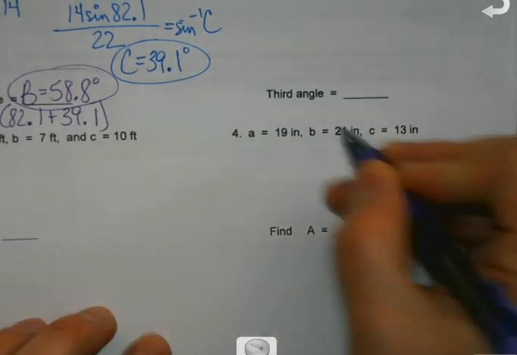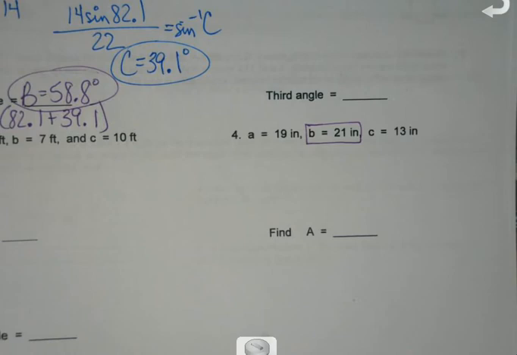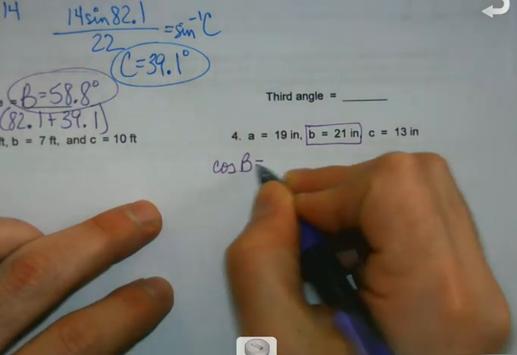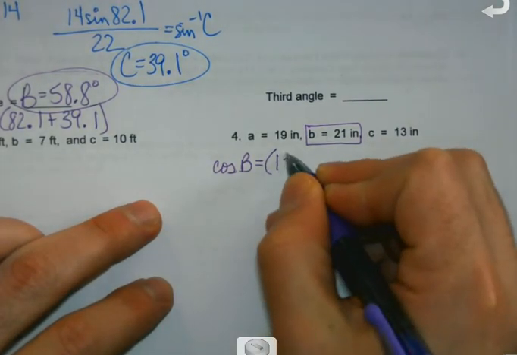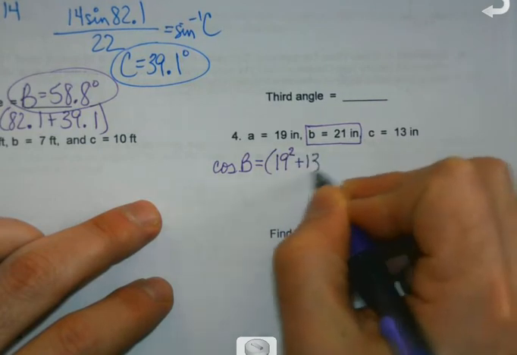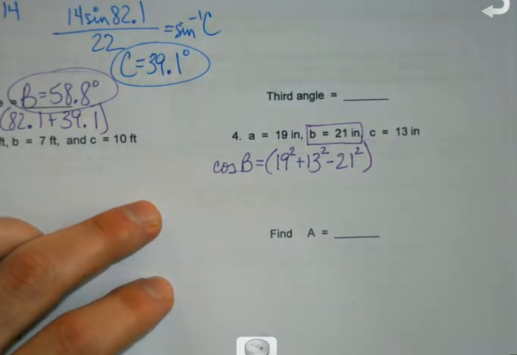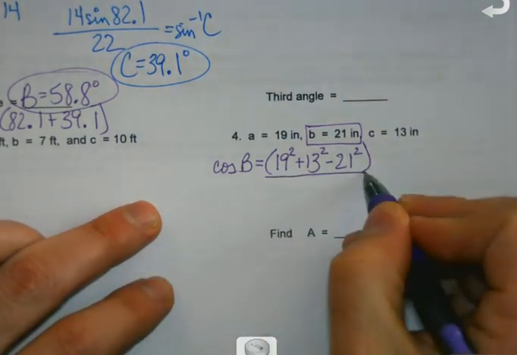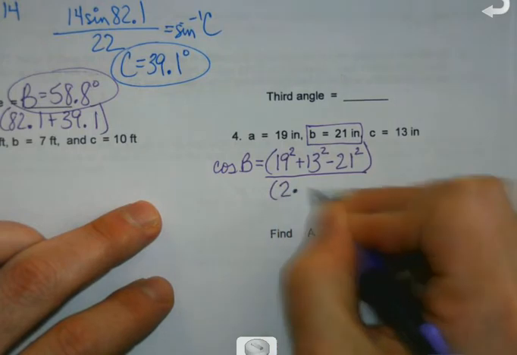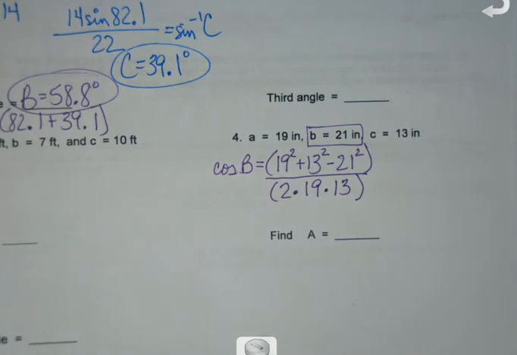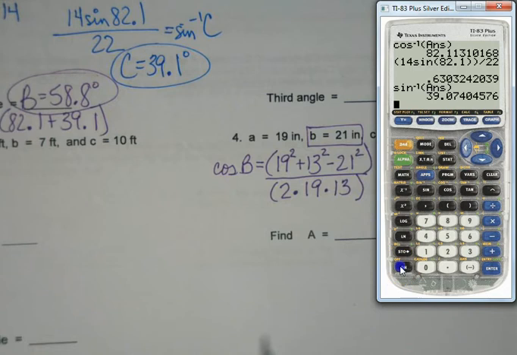And I look and I say, okay, this time B is the biggest side. So that's where I'm going to start. So I'm going to use my cosine B fraction. So since I'm looking for B, again, I square the other two sides, so 19 and 13, minus the square of my b over 2 times a times c.